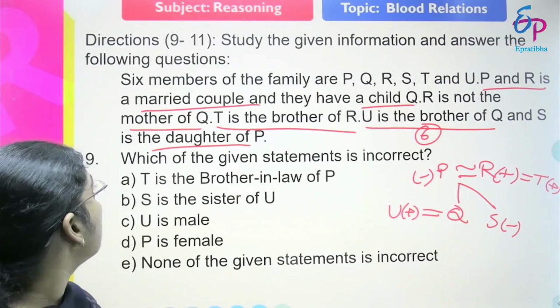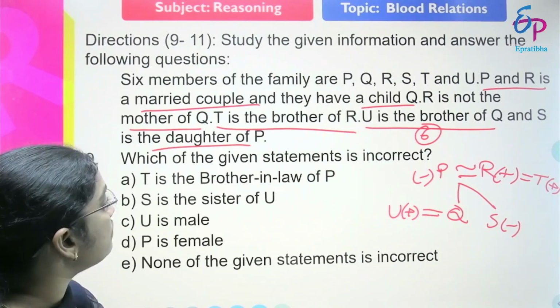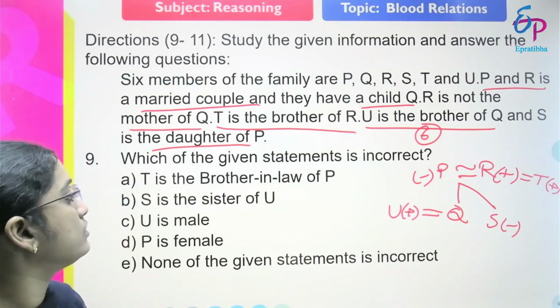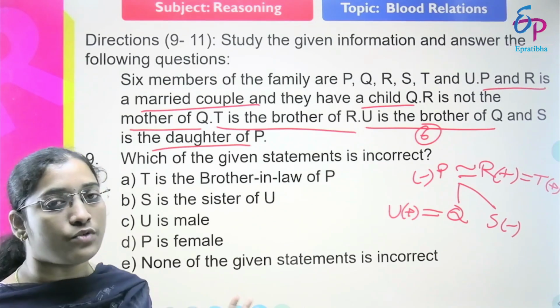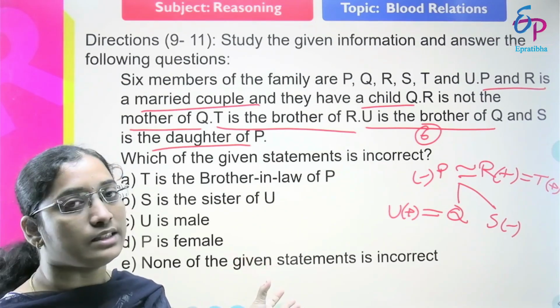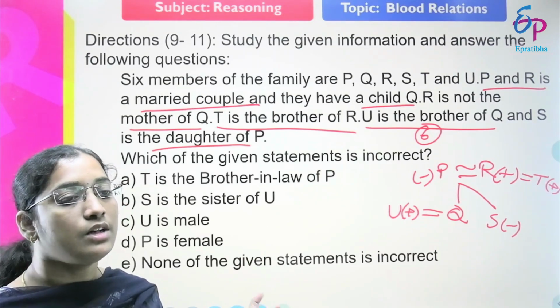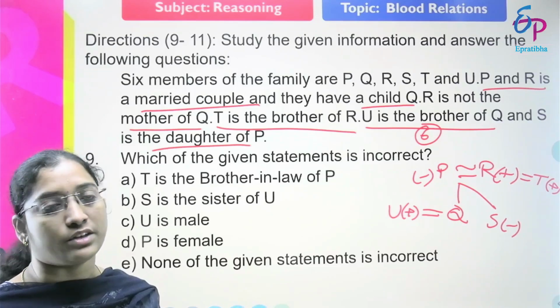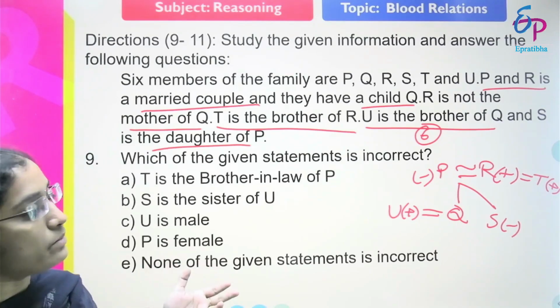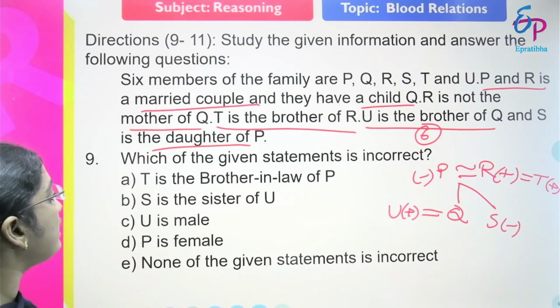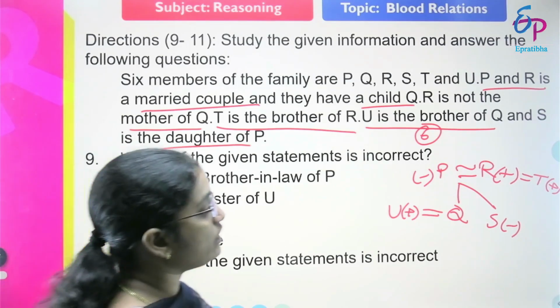Our question number 9: which of the following given statements is incorrect? Out of 5 options, 4 satisfy the question information, but one is the different one, that means the incorrect one. So we need to find that incorrect one, friends. Which of the given statements is incorrect? So, T is the brother-in-law of P. We need to check that.